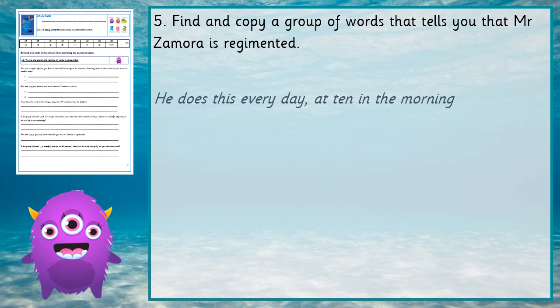And number 5, find and copy a group of words that tells you that Mr. Zamora is regimented. So again, you may not have heard of the word regimented, but you could maybe guess from the text something about his character and the way he is. So you may think that he is really organised and he likes his routine. And that's what regimented means, is really strictly organised, and he controls every aspect of his life. And the words he does this every day at 10 in the morning show that he does have a regimented lifestyle. He likes routine. He every day at 10 o'clock goes out of his hut and does what he needs to do. So that shows that he is really controlled and likes to micromanage every part of his life.